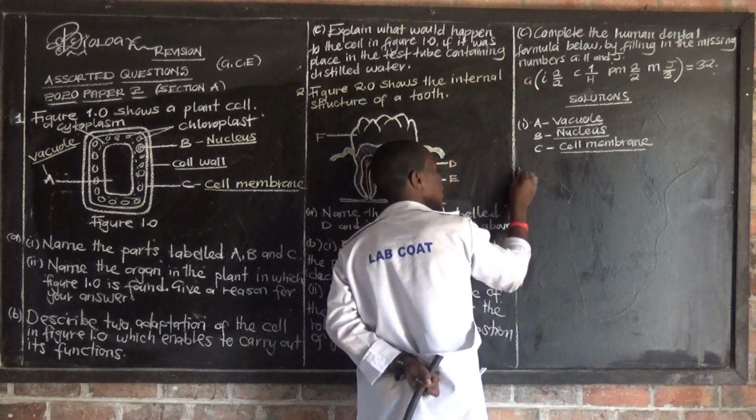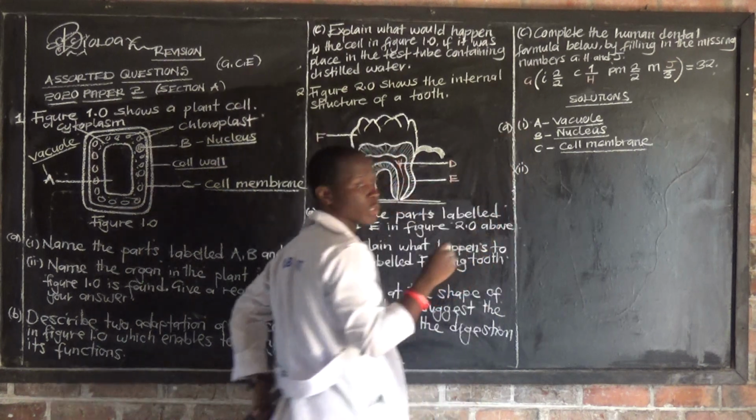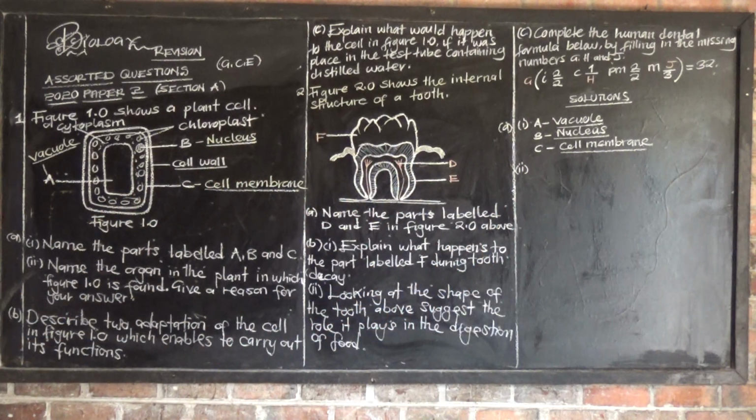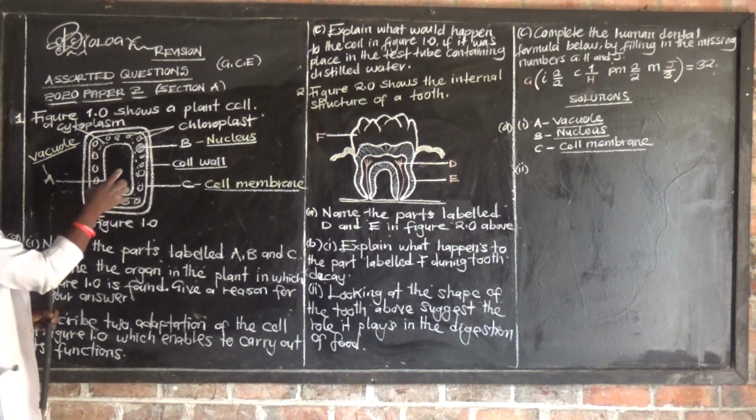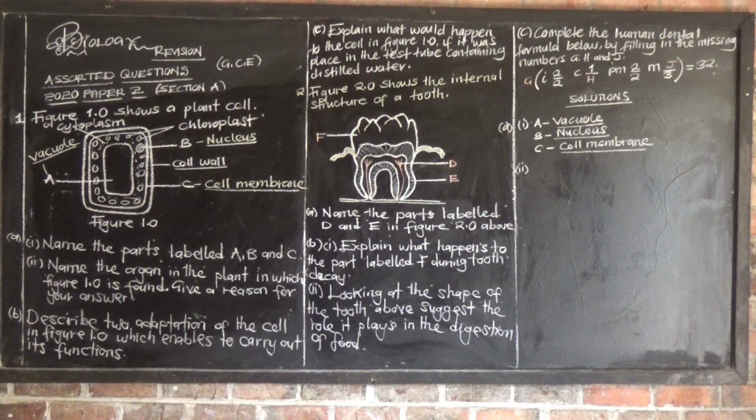Okay, let us look at Roman numeral 2 of question A. It says, name the organ in the plant in which figure 1.0 is found. So 1.0 is the cell. They want us to identify an organ of a plant where we can find this cell.